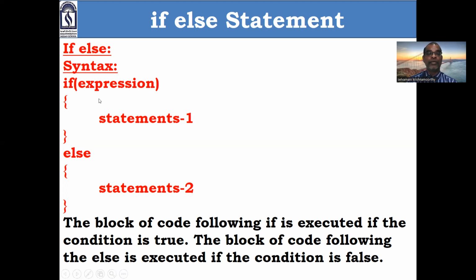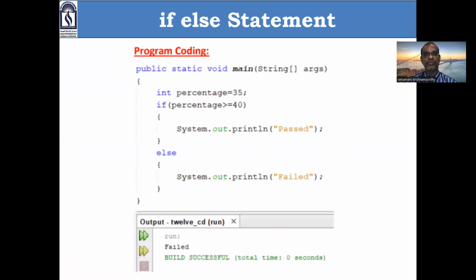Then, when the expression gives false, the statement following if, that is statement 1, will not execute. The statement following else will execute. Is it clear? True means statement 1, not statement 2. False means not statement 1, statement 2 will execute. That you must understand. Very simple. Good. Now we see one small program using if-else.